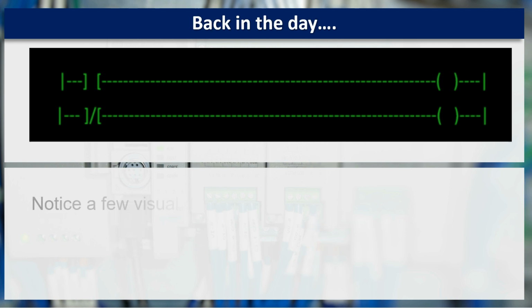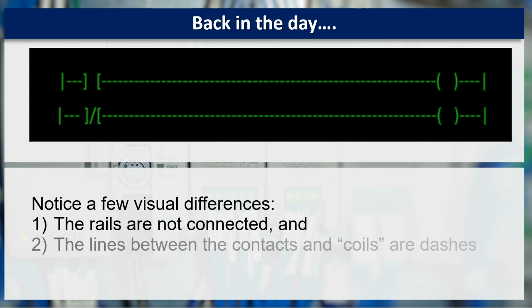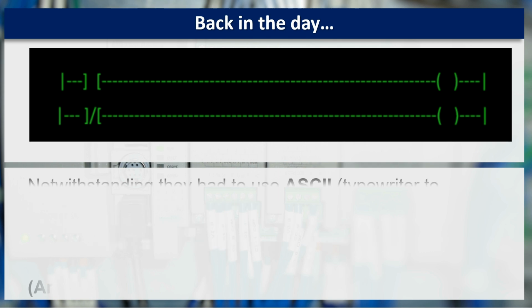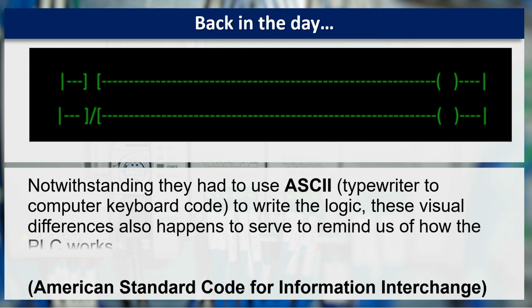Now, besides the color, you might notice there's a few visual differences. Like, for one, the rails are not connected. And for two, the lines between the contacts and coils are dashes. Now, notwithstanding that they had to use ASCII, which is typewriter to computer keyboard code, to write the logic, these visual differences also happen to serve to remind us of how the PLC works.